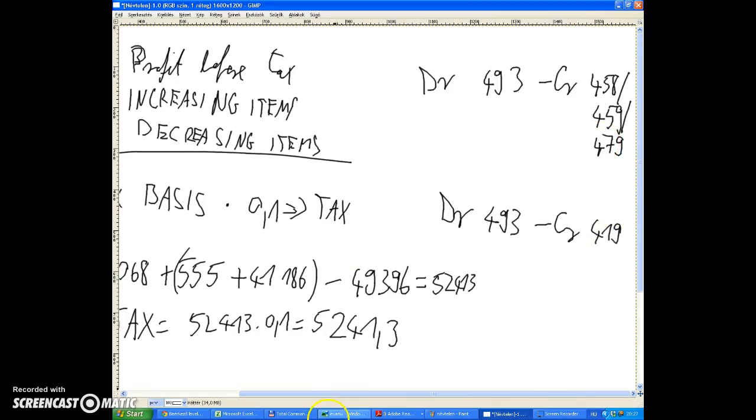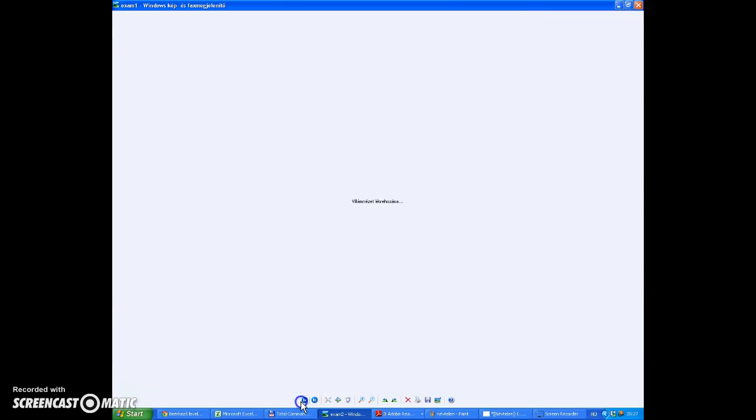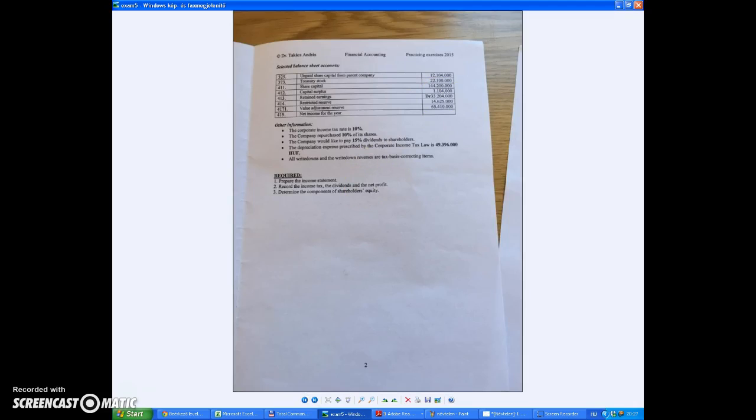Okay, in the next video, we will begin to calculate these factors of shareholders' equity. So we have to use these numbers here to create this table.